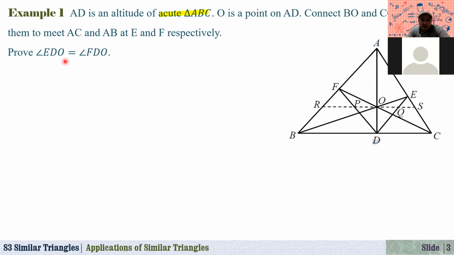And the question here is, prove that the angle EDO, let me just write here, EDO. What is EDO? It is this angle. Prove that this angle is equal to angle FDO. We have to prove that this is equal to this angle. Okay, they are equal. So that's the question.